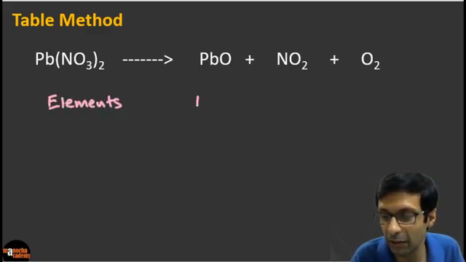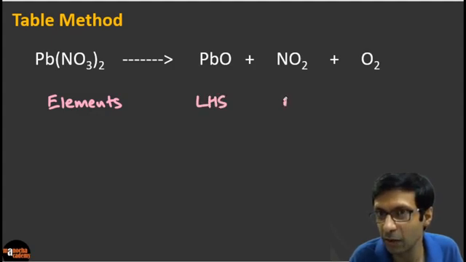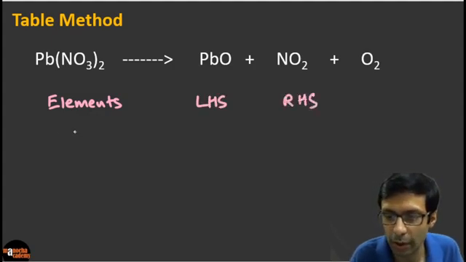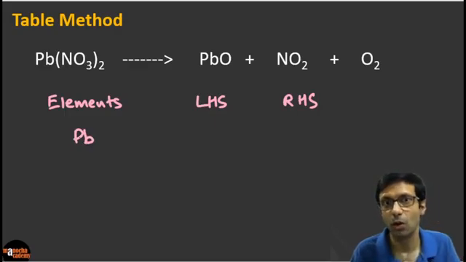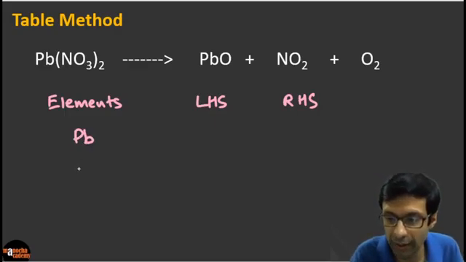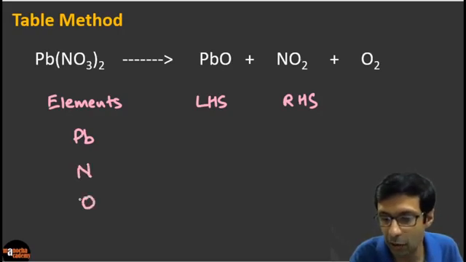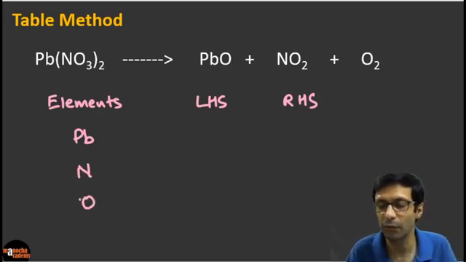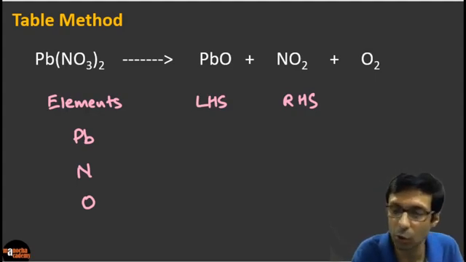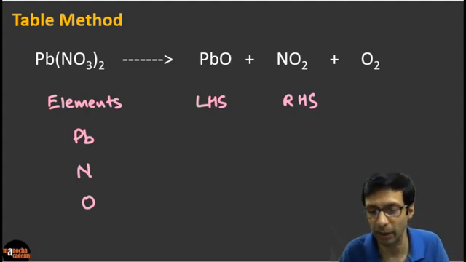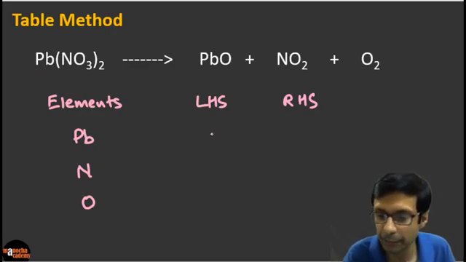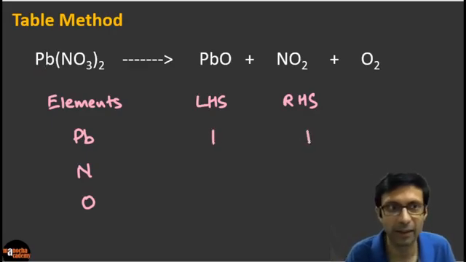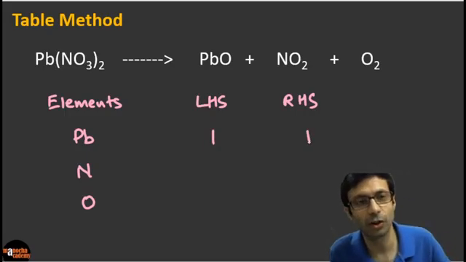So we'll again write the elements, left hand side, right hand side. Okay. So what are our elements here? Lead. Is nitrate an element? No, because we need to break it down, right? Nitrogen and oxygen. We are writing the table of elements. And again, we'll count the number of atoms of each element. So lead is 1 on the left side. Can you see? So we have 1 lead here, and the right side also has 1 lead. How many nitrogen do we have on the left here? So can you tell me, guys, how many nitrogen on the left?